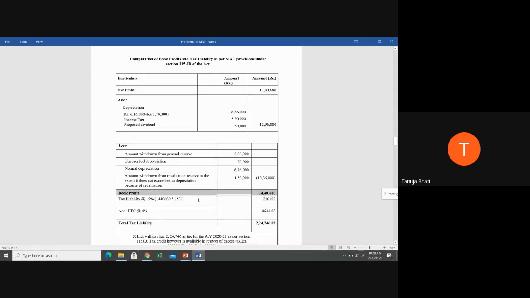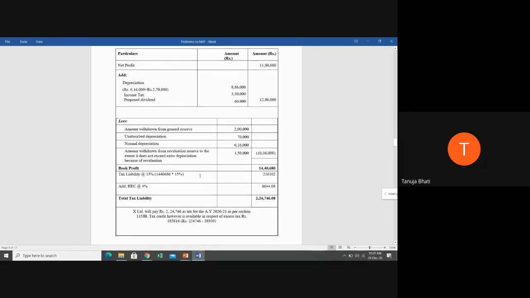14,40,680. And how to calculate the tax liability as per the MAT provisions? What you have to do is simply take 15% of book profit. So 14,40,680 into 15%, you get 2,16,102. Then you need to add surcharge. But is surcharge leviable in this particular problem? No, because the total book profit, the total income does not exceed 1 crore. Therefore, you are going to ignore surcharge.